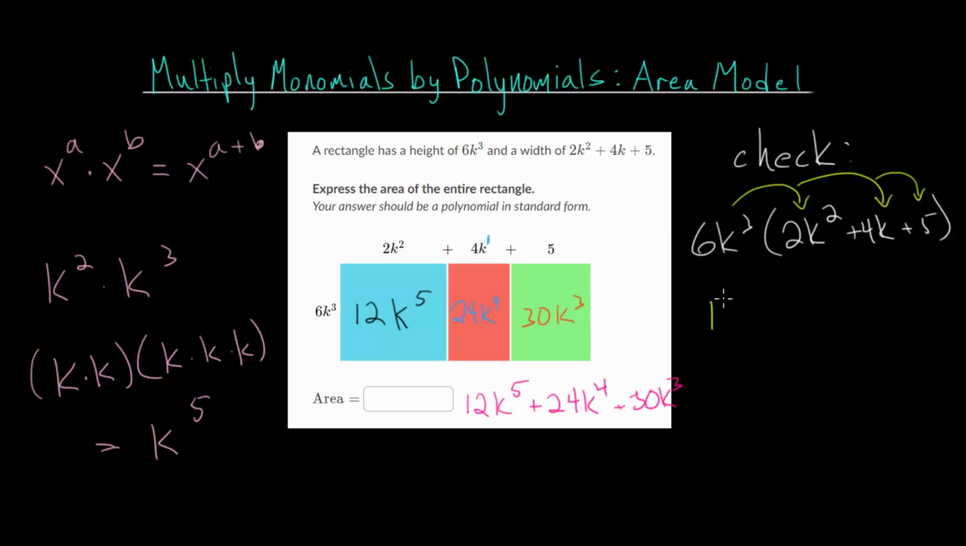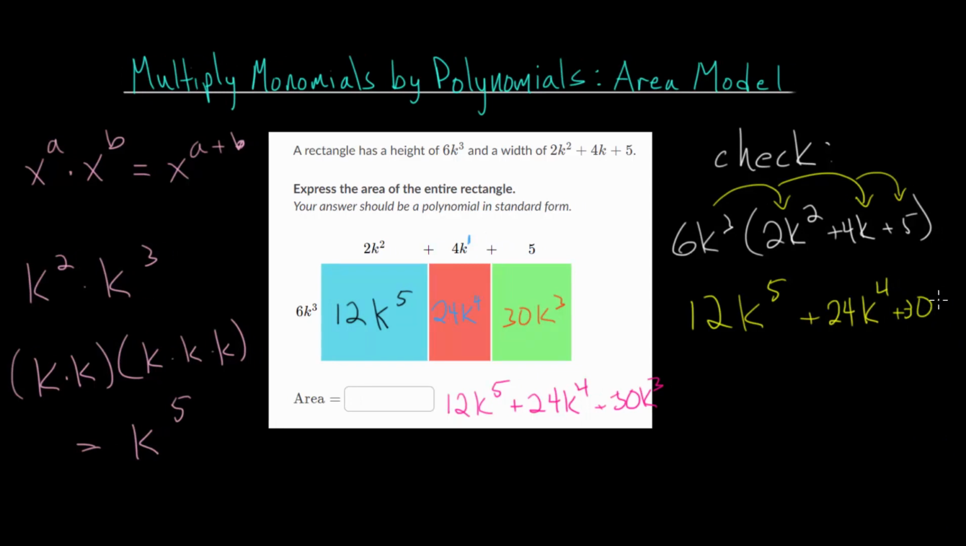So 6 times 2 is 12, k to the third times k squared we know is k to the fifth. 6k cubed times 4k. 6 times 4 is 24. k to the third times k is k to the fourth. And 6k to the third times 5 would just be 30. Let me make a little more room here. 30k to the third power here. So it's the same answer, like I mentioned, but practicing it both ways will help you feel a little bit more confident that you're doing these correctly.